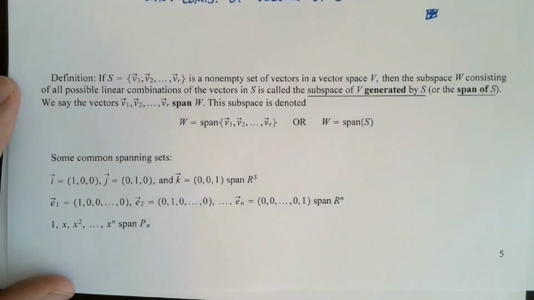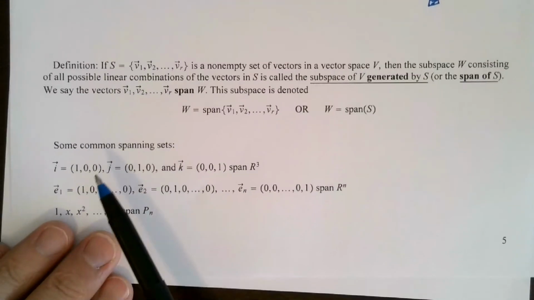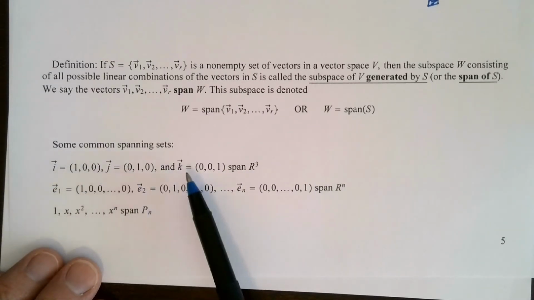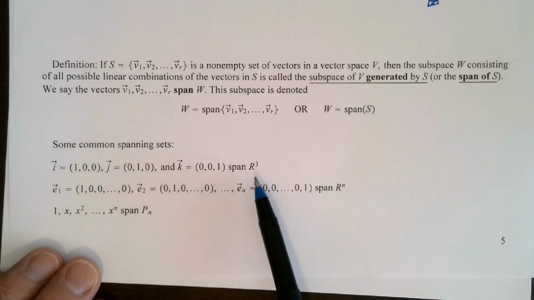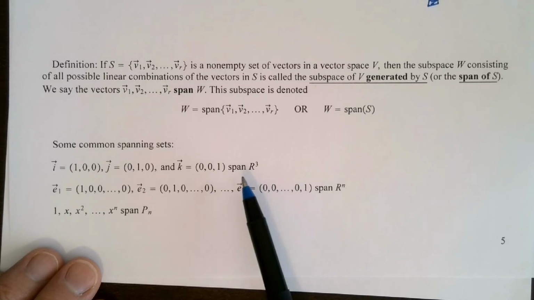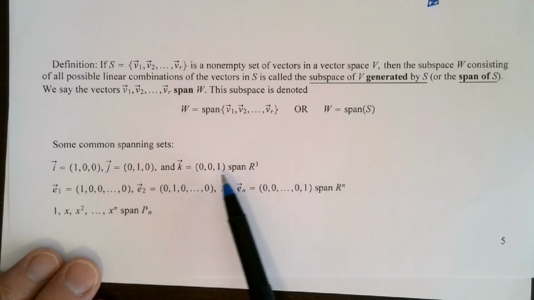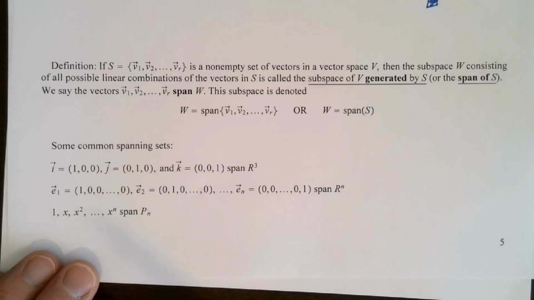Now, what is a spanning set? What are some common spanning sets? Well, there's many, but here are some that we're familiar with. Do you remember these guys? I've used the notation you're familiar with, i, j, and k, these vectors in 3 space. They form a spanning set for all of 3 space. They span all of 3 space. Every vector in 3 space can be written as a linear combination of these 3 vectors. Does that make sense?